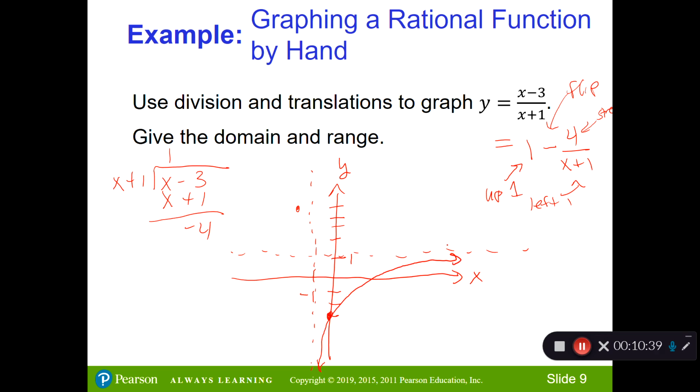And we draw our graph, right, meeting that. So our graph looks something like that. Now, what's the domain? My domain is all numbers except for this vertical asymptote. So domain is everything except negative 1. And the range, we can see it's going to go from negative infinity up to positive 1, then again from 1 to infinity.